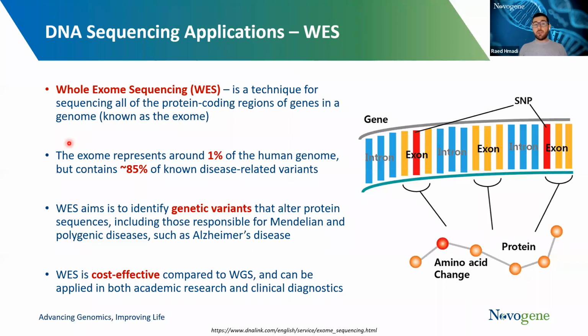Now, sequencing the exome is very important because even though it represents around 1% of the human genome, it harbors more than 85% of known disease-related variants. So by performing whole exome sequencing, our aim is to identify genetic variants that would alter the protein sequences, especially those that are responsible for Mendelian or polygenic diseases, such as Alzheimer's. One of the main advantages of whole exome sequencing is that it is cost-effective compared to whole genome sequencing, and it can be easily applied in both academic research and clinical diagnostics.